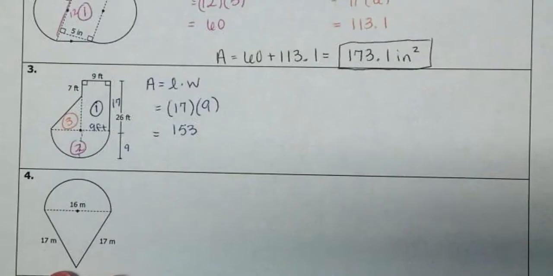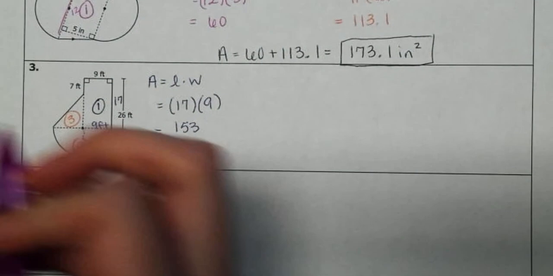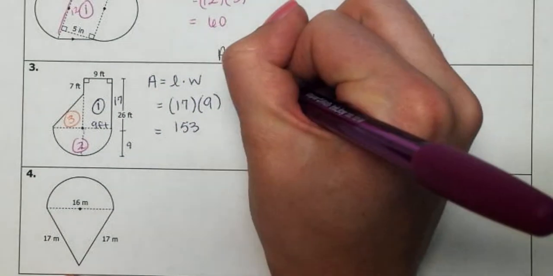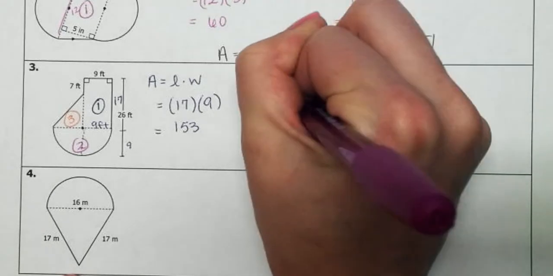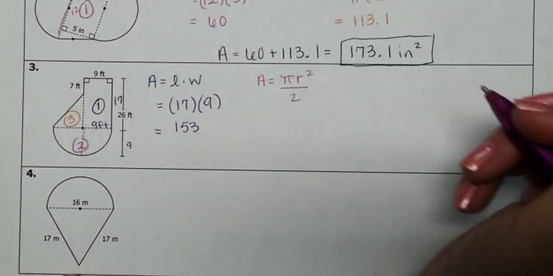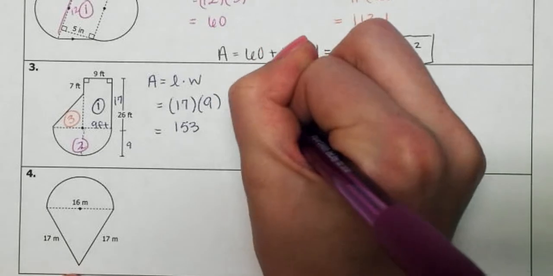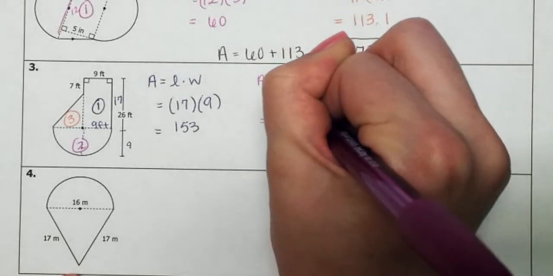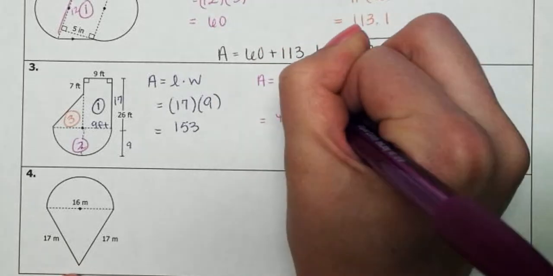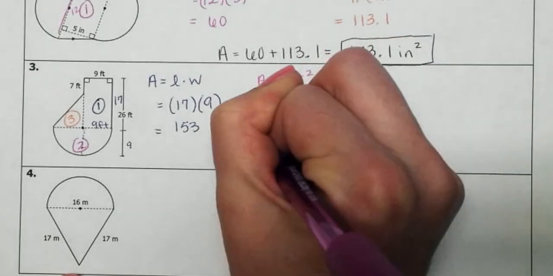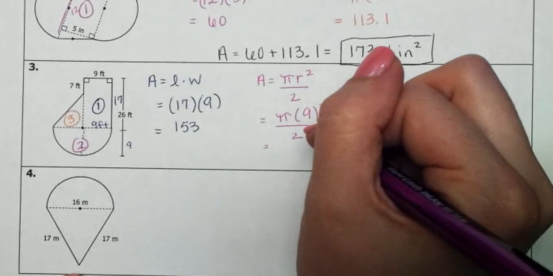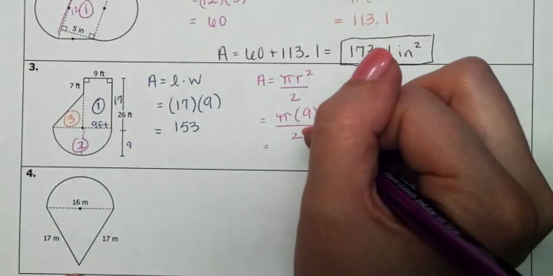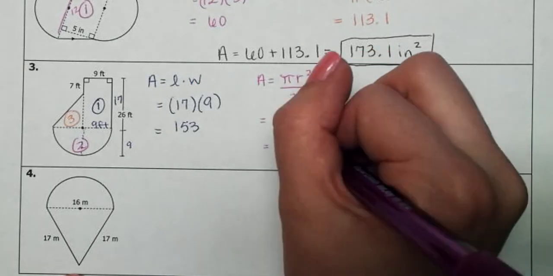Okay, moving on to my half circle. My area is going to be pi r squared, but I'm going to divide it by 2 because it's only half of a circle. So I'm going to take pi times that 9, which we figured out is the radius, and divide it by 2. And I end up with 127.23.